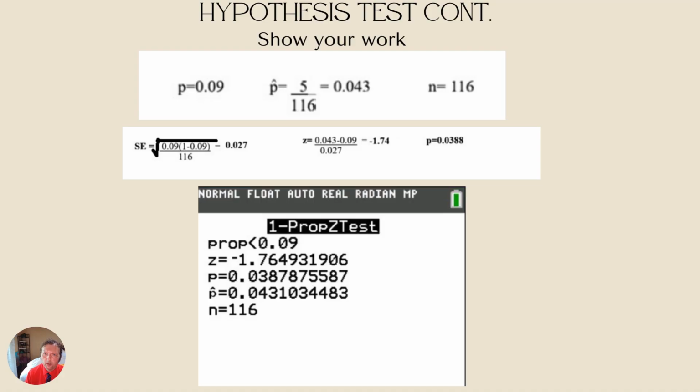My hypothesis test continued. This is my work. p equals 0.09 for 9%. p-hat is 5 over 116, or 0.043. n equals 116, which is my sample size. My standard error is 0.027. My z is negative 1.74, which ends up being slightly different than what I have on the calculator, but very close. On the calculator, I came up with z equals negative 1.76. And then my p equals 0.0388, which is the rounded p.